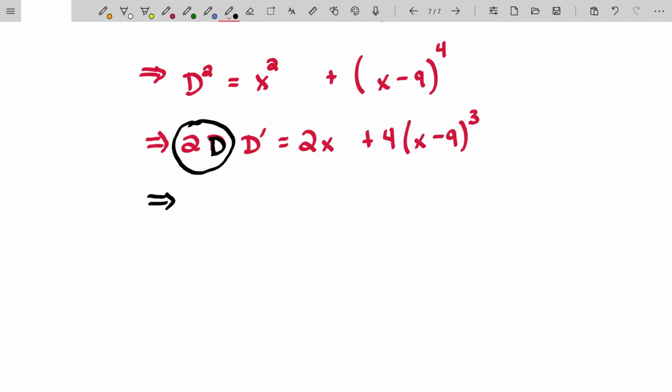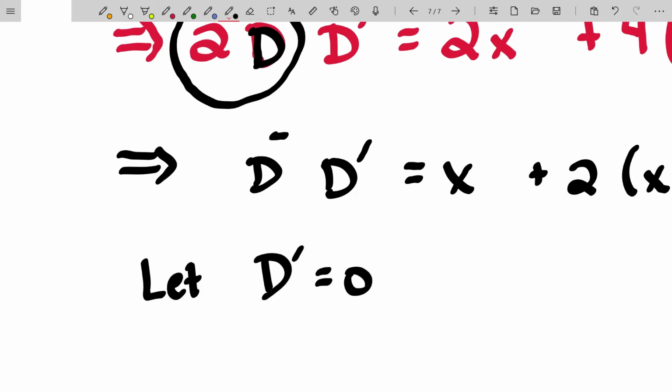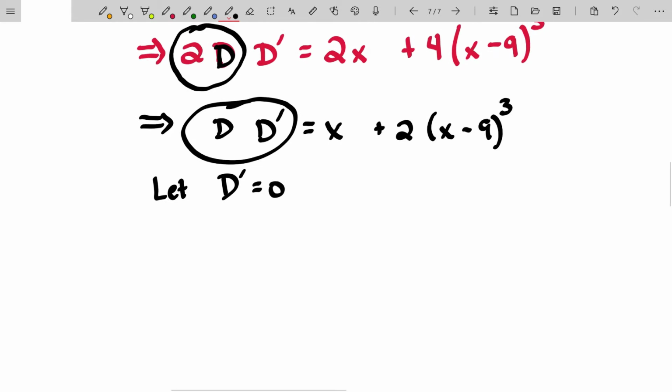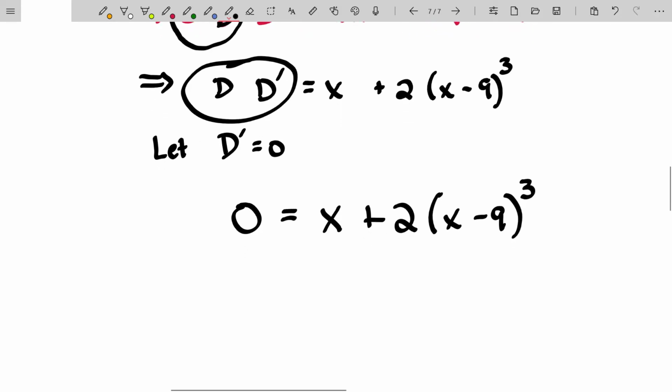Well, I could divide everything by 2 at least, so let me do that. But I don't have to worry about the other part, which is when does this derivative not exist? It always exists because again, if you were to bring this d over and divide both sides by it, it would never become 0. You would not have a 0 denominator, which means that we're just going to let d prime be 0. And when you do that, this whole left-hand side disappears and you're just solving 0 is equal to x plus 2 times the quantity x minus 9 quantity cubed.